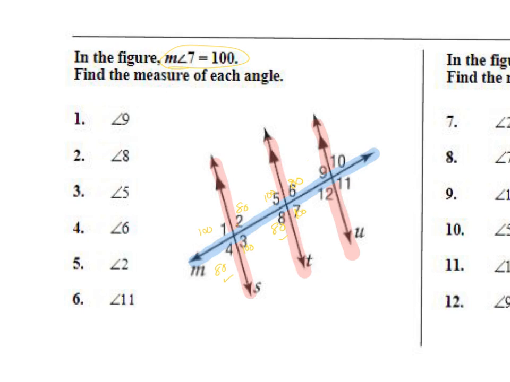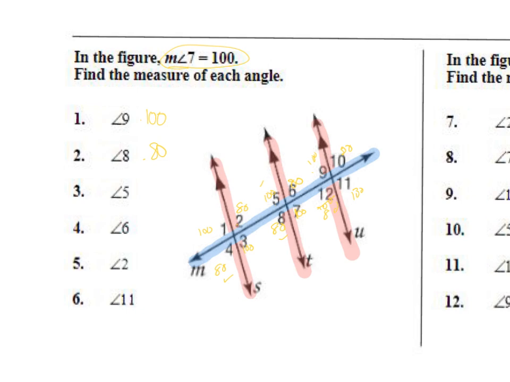As we go over here, this would have to be 100, this would have to be 80, this would have to be 100, and this would have to be 80, and this would have to be 100. So let's go through now, and it asks us for specific angles here. So angle 9 right here is 100. Angle 8 is 80.